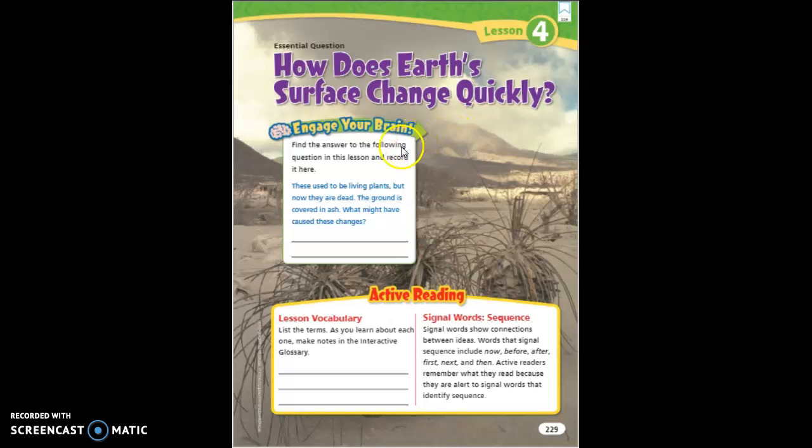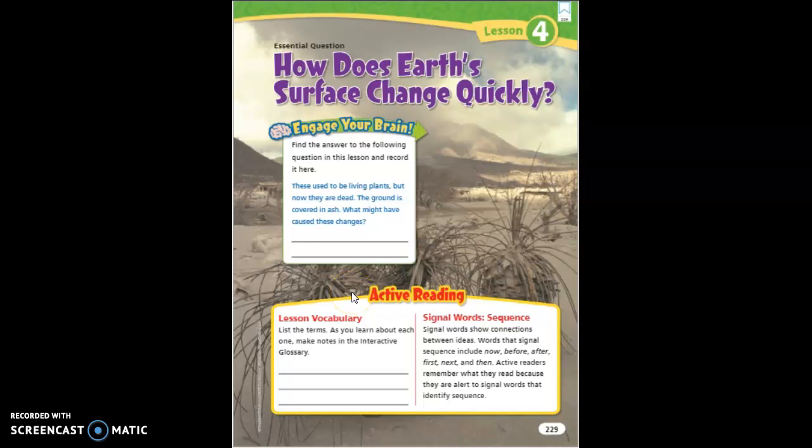Engage your brain. Find the answer to the following question in this lesson and record it here. These used to be living plants, but now they are dead. The ground is covered in ash. What might have caused these changes? When you find the answer in the lesson, you can turn back and write it on the lines below.